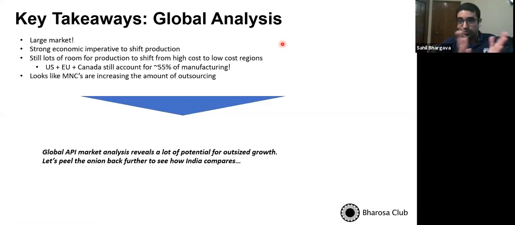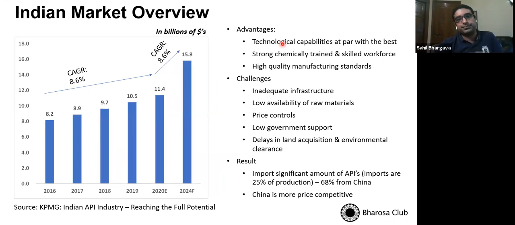Okay, so before we do that, key takeaways from the global analysis. It's a large market. There's a strong economic reason for producers to favor India and China. That's a very good thing. Still a lot of room for manufacturing to shift towards the low-cost regions. And it looks like MNCs are actually shifting towards using outsourcing. So good news on the global side. Okay, now let's move to the Indian market.